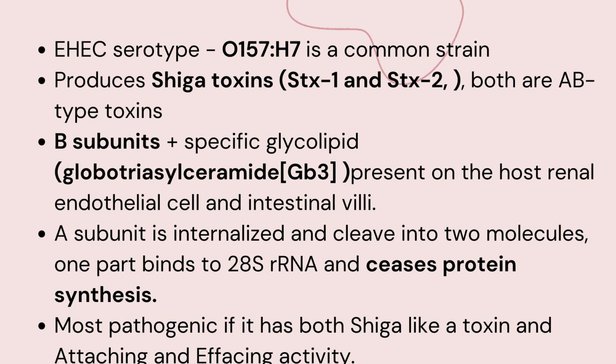Enterohemorrhagic E. coli produces Shiga toxins, Shiga toxin 1 and Shiga toxin 2. Both are AB type toxins. Now let's see how it causes infection. The B subunit will bind to a specific glycolipid on the host renal endothelial cell and intestinal villi. This glycolipid is called globotriaosylceramide, Gb3. The A subunit is internalized and it is cleaved into two molecules. One part will bind to 28S rRNA and it will stop protein synthesis. Now, enterohemorrhagic E. coli is more pathogenic if it has both Shiga toxin activity and attaching and effacing activity.